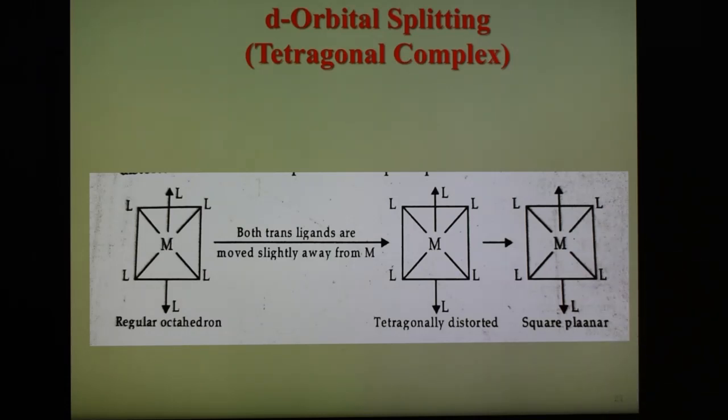So we get these two geometries. Consider a regular octahedral complex in which all six bond distances are equal. If two trans ligands move slightly away from the central metal cation, the symmetrical shape of the octahedral complex becomes a tetragonally distorted octahedral shape. If the two trans ligands are completely removed from the z-axis, the tetragonally distorted octahedral shape becomes square planar.